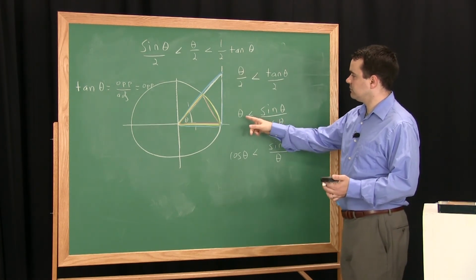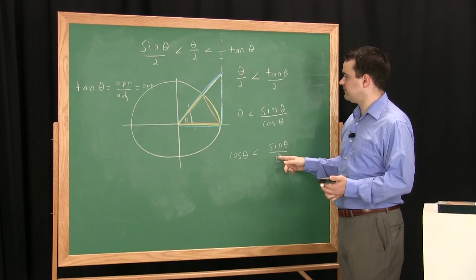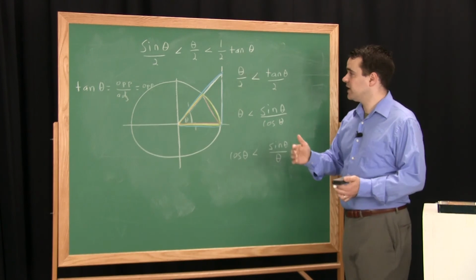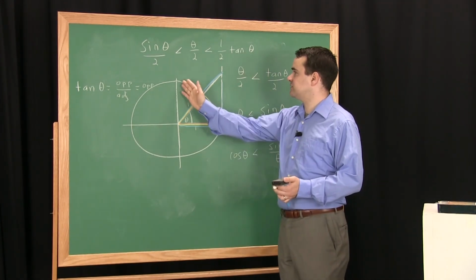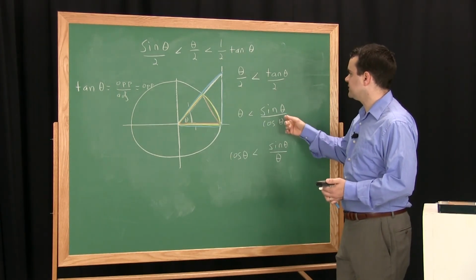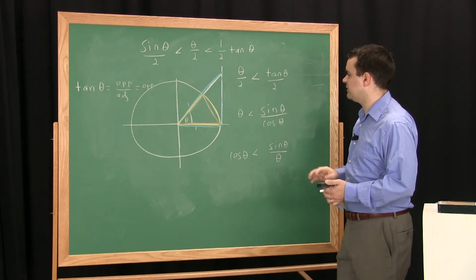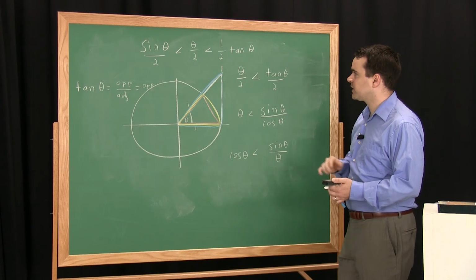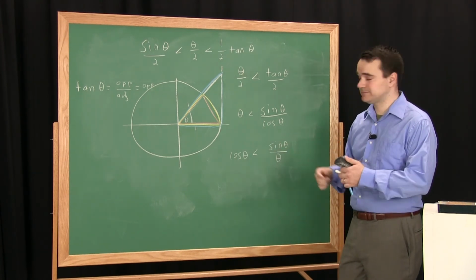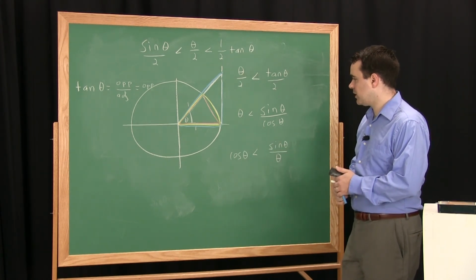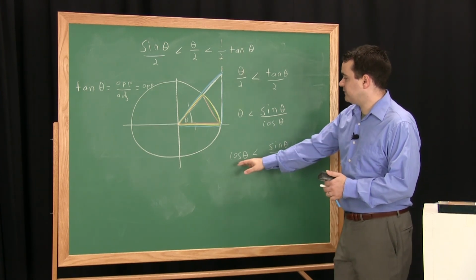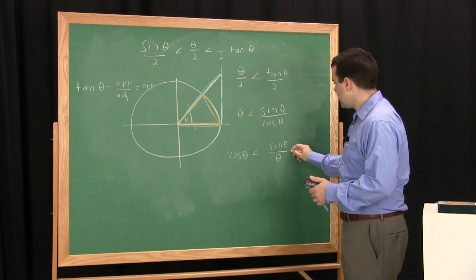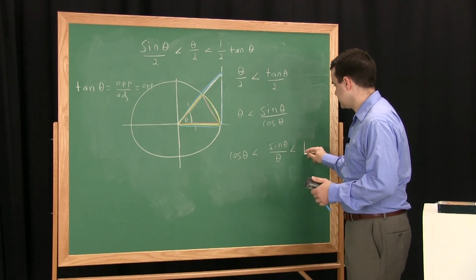Just a small note about this. You can multiply both sides of an inequality so long as the thing that you're multiplying by is positive. And as long as theta is between 0 and pi over 2, then sine theta and cosine theta are both going to be positive. So it's valid to multiply the inequality like that. That's another reason we needed that condition. But now I've shown that cosine theta is less than sine theta over theta. And I knew from before that this is less than 1.